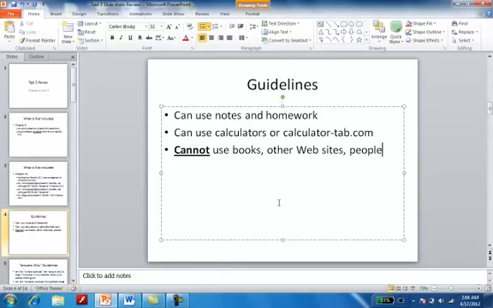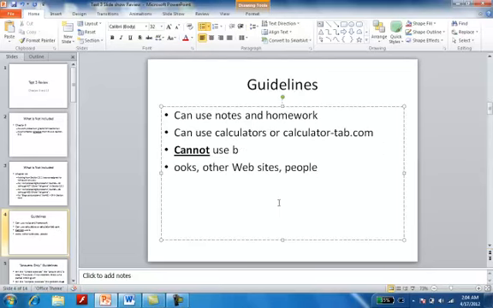That gets the math department really upset. You can't use other people on the exam either. You know that would be cheating, of course. So you should know that. Only your notes and homework can be used. And again, don't make this a first-time situation.